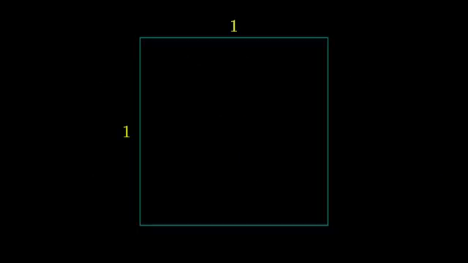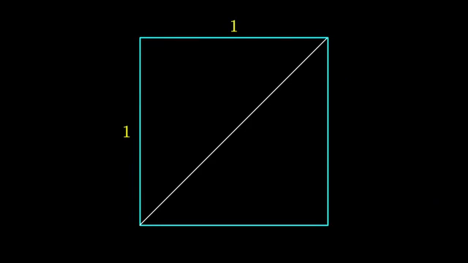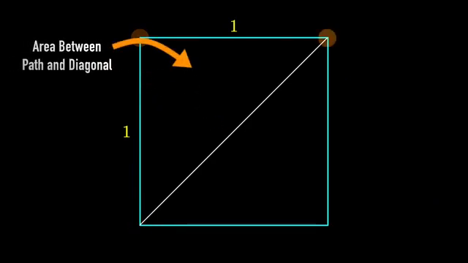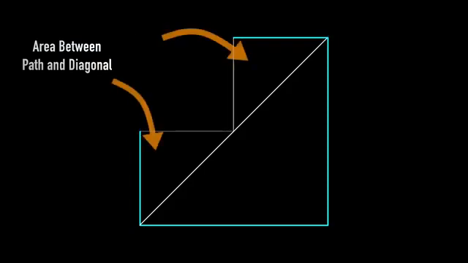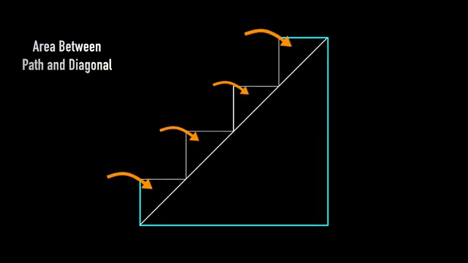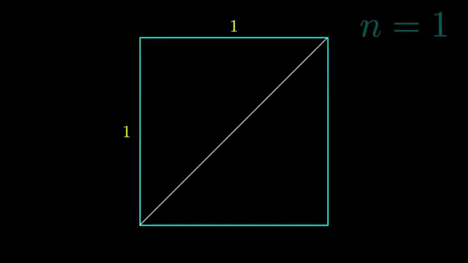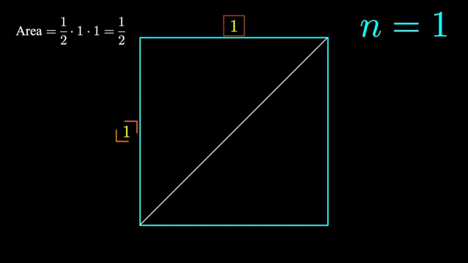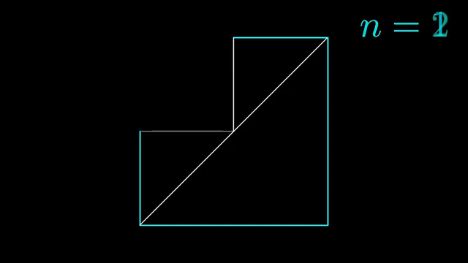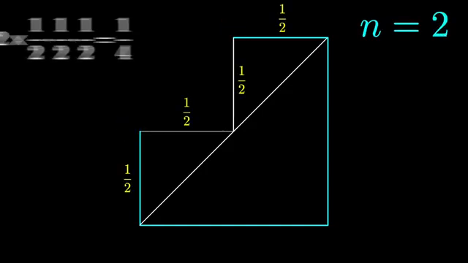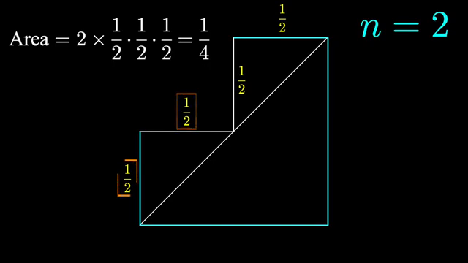We can say that the staircase path approaches the diagonal by looking at the area between them. If this area shrinks to 0, we'll say that the staircase path approaches the diagonal path. Let n be the number of iterations in this process. So when n equals 1, we have one step making a triangle with base 1 and height 1. When n equals 2, we'll have 2 steps with base 1/2 and height 1/2.